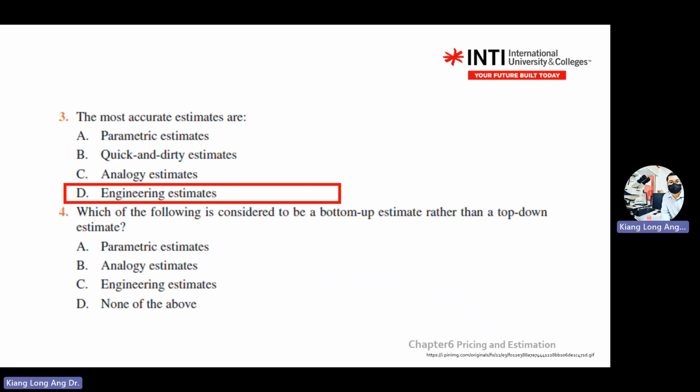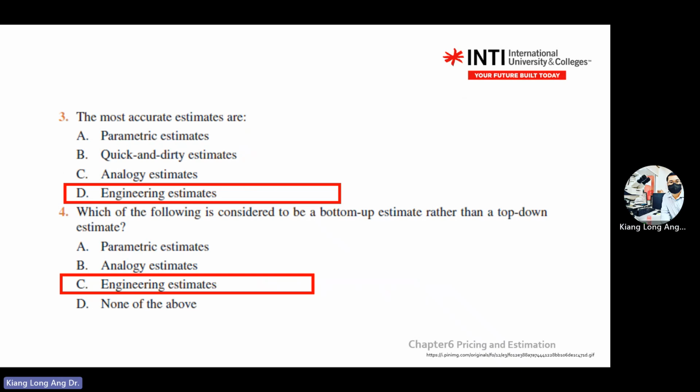Which of the following is considered to be a bottom-up estimate rather than a top-down estimate? This one is about your WBS. In our class we have 6 levels, 1 to 6. Which one is bottom-up and which one is top-down? Bottom-up estimate starts from level 6, then goes up. Parametric, engineering, or none of the above? It's engineering, because it's from the functional unit, from the expert.